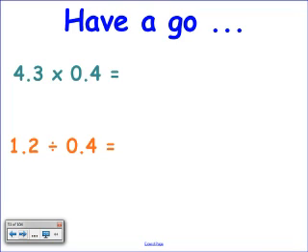4.3 times 0.4. Anybody got a trick to deal with this? How do you start then, Sam? I don't know if it's right though, but I dropped the decimal points out. Brilliant. So you got rid of how many decimal points? I got rid of 2. Yeah, 2 decimal points. We're going to have to move them back at the end.